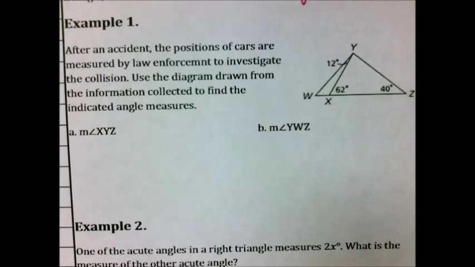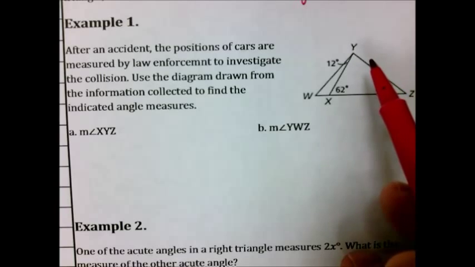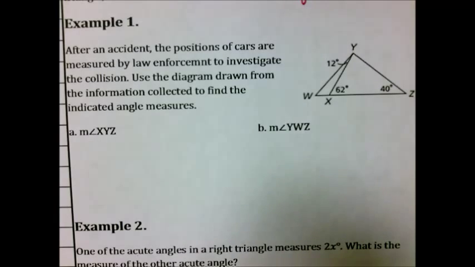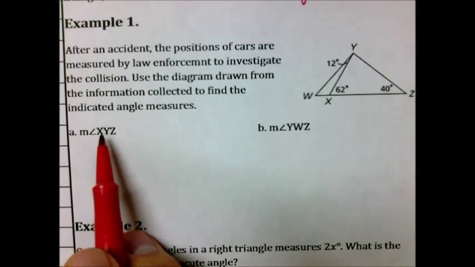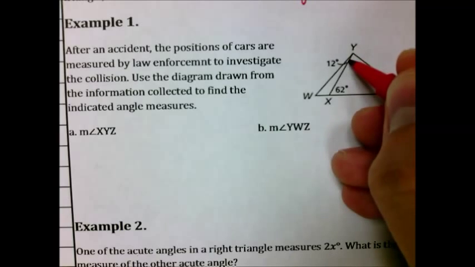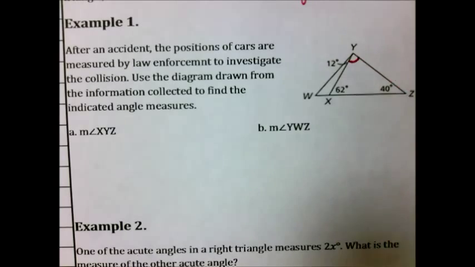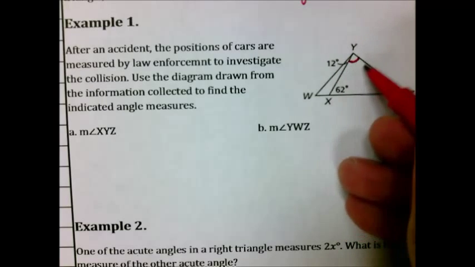So now let's work on an example. Example 1 says that after an accident, the positions of cars are measured by law enforcement to investigate the collision. Use the diagram drawn from the information collected to find the indicated angle measures. The first one we need to find is the measure of angle XYZ. That means we're finding this angle measure right here, not including this little skinny piece, just this angle measure right here.